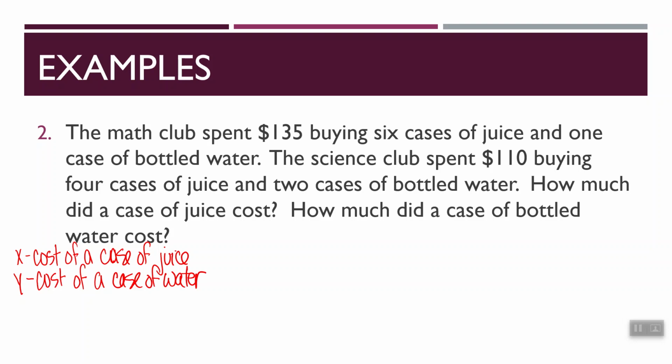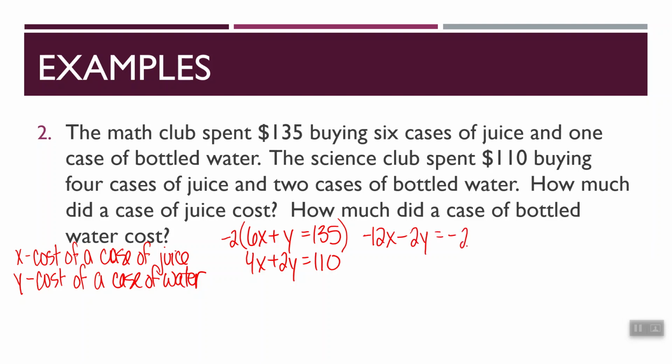So we have 6 cases of juice and 1 case of bottled water. So that's 6x plus y equals 135. And then we have 4x plus 2y equals 110. Now this is one that's actually going to be kind of nice because the y has a coefficient of 1, so I'm only going to have to multiply this first equation. I'm going to go ahead and get the y's to eliminate, so I'm going to multiply it by a -2. So that's -12x minus 2y equals -270. And then I'm going to leave the second equation as is.